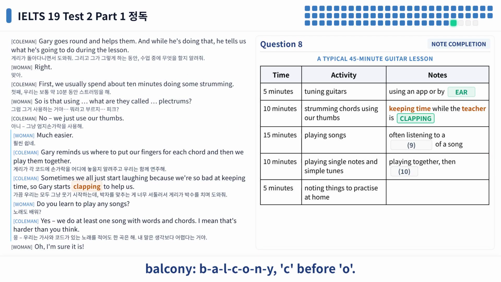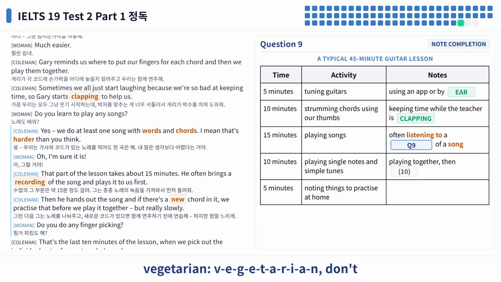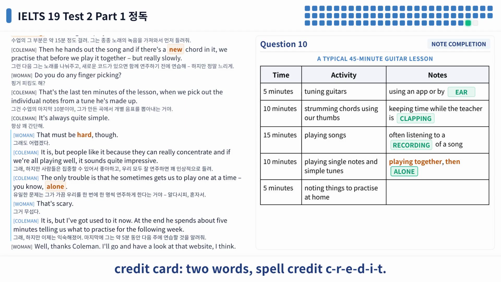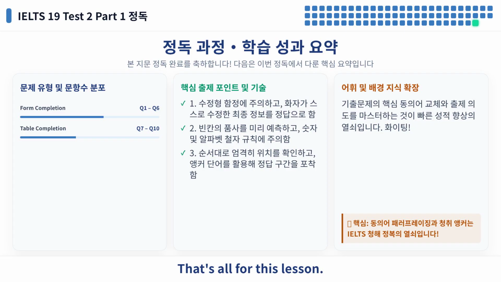Balcony, B-A-L-C-O-N-Y, L before C. Vegetarian, V-E-G-E-T-A-R-I-A-N, don't forget the second E. Credit card, 2 words. Spell credit, C-R-E-D-I-T.